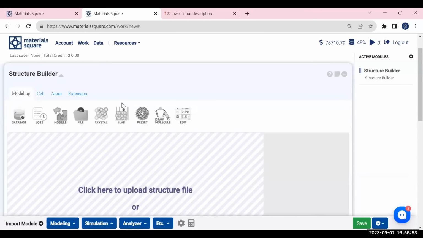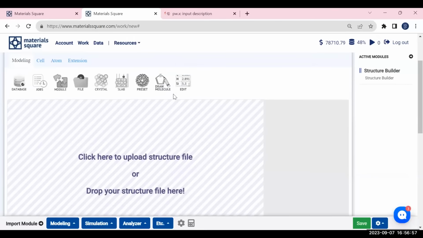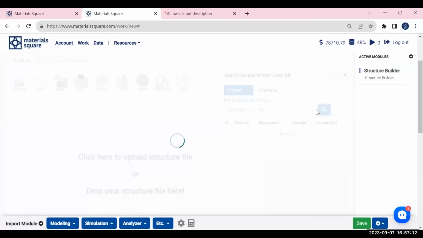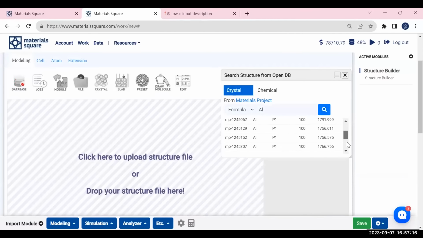So now we are trying to perform a real DFT calculation for our structure by calculating something called the adsorption energy. In the workstation, I will go to the database. My structure was aluminum, okay? I will type aluminum here and search. You would see a lot of unit cells. I don't need to take any particular unit cell. I will just take this one simply.